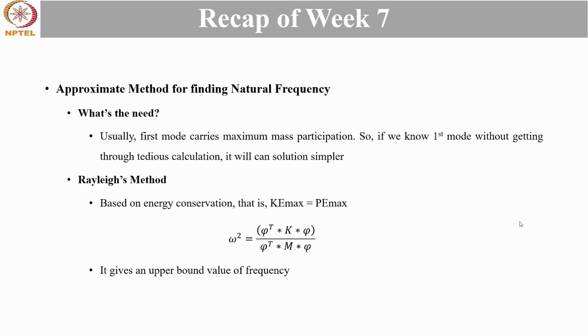There are two methods in this. First is Rayleigh's method, which is based on energy conservation. That is, total energy is the sum of kinetic energy and potential energy. And when the total energy is maximum, either kinetic energy is maximum or potential energy is maximum. Now, since the maximum total energy will be the same, the maximum kinetic energy will be equal to the maximum potential energy. Based on this concept, we deduced an equation for determining the natural frequency, as shown on the screen. And this method provides the upper bound of frequency.